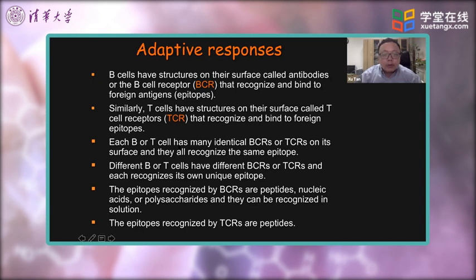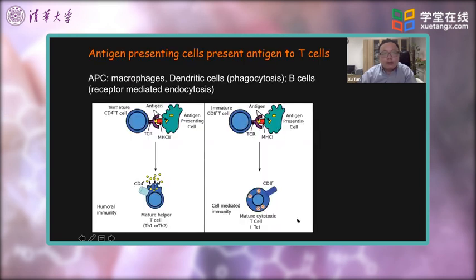Each B cell and T cell has many identical BCRs or TCRs on the surface. On the same cell, they all recognize the same epitope, but different B cells or T cells have different BCRs or TCRs, which recognize unique epitopes. The epitopes recognized by BCR are peptides, nucleic acids, or polysaccharides, and they can be recognized in solution, while the epitopes recognized by TCR are mainly peptides.